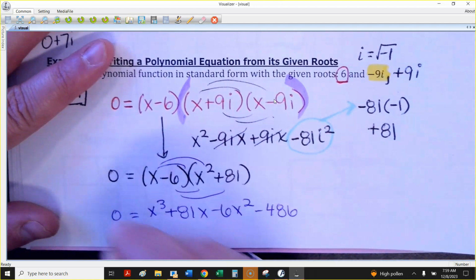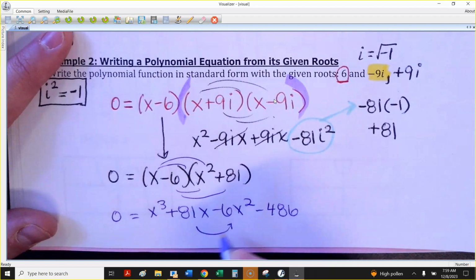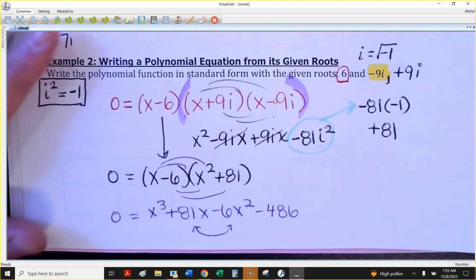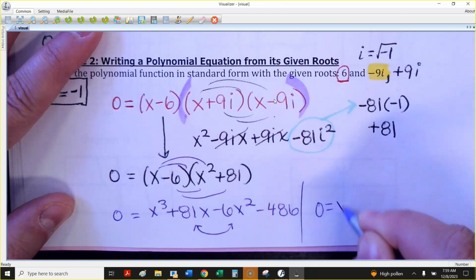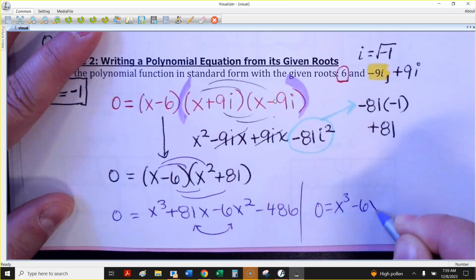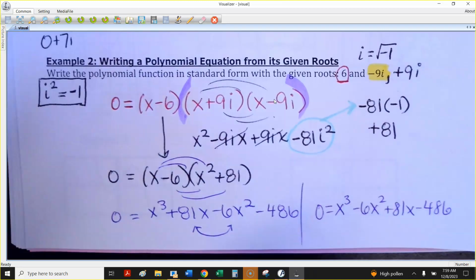Now, not always, but sometimes when you're working with these, as I go through the problem and do my FOIL, it's not in standard form because the powers of x don't go in order from greatest to least. I just have to switch those two terms to write my answer correctly. So it should be x cubed minus 6x squared plus 81x and then minus 486.